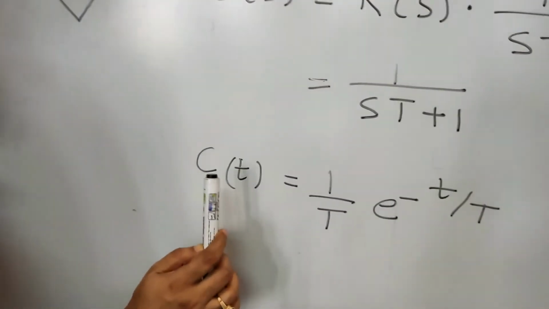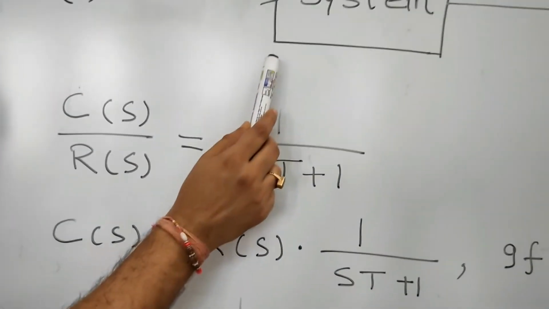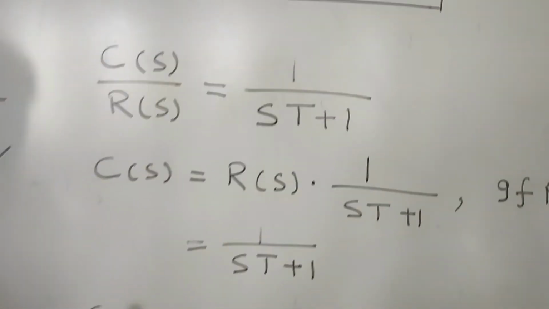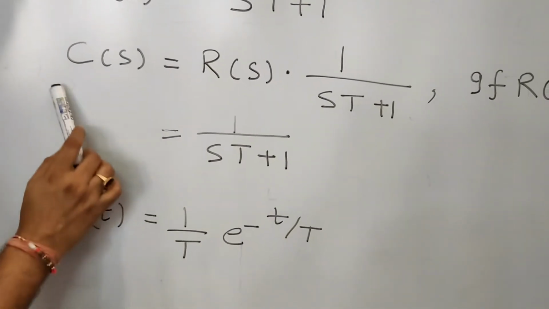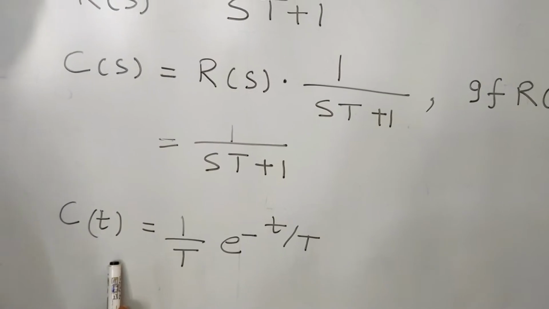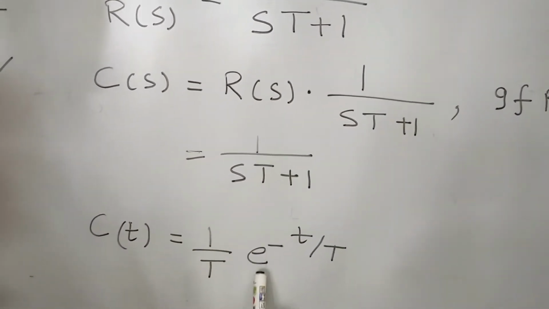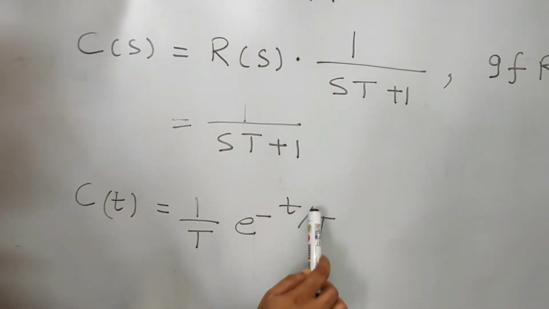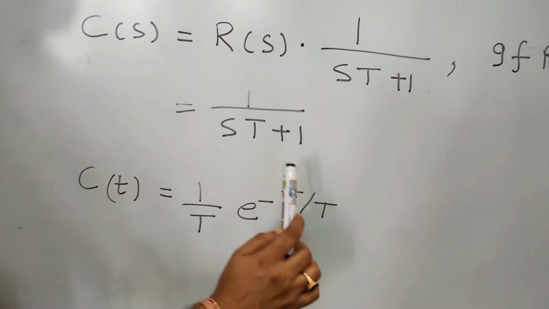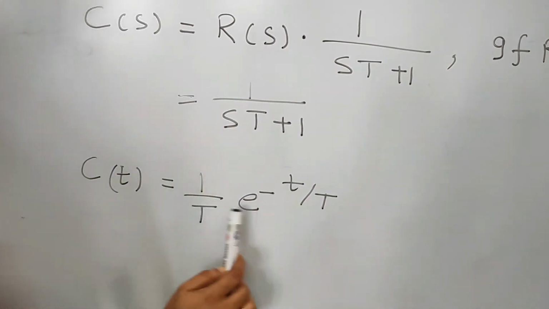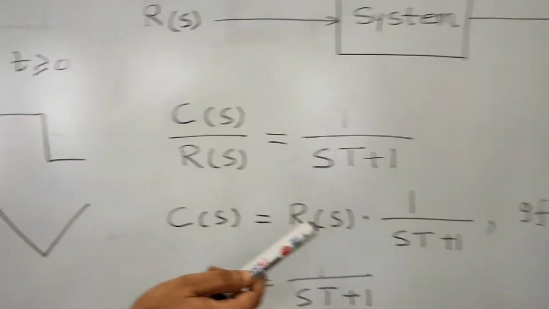To get the time response of this first order system, we need to take the inverse Laplace of this equation. The inverse Laplace of C(s) is equal to c(t), and the inverse Laplace of this term will be 1 by T into e to the power minus t divided by capital T. Here capital T is the time constant, right? So here we have taken impulse input.